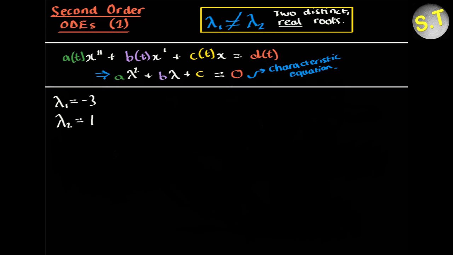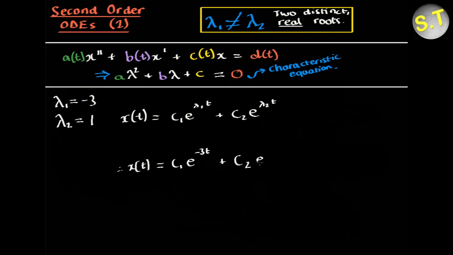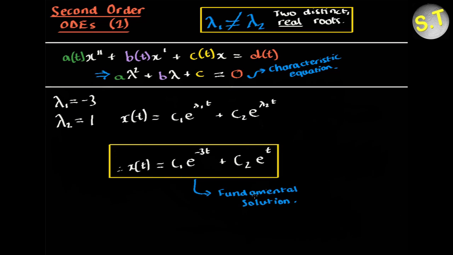So now that we have our solutions for lambda, we can use these to find our fundamental solution of our second order ordinary differential equation. By using the general solution, which I defined in the previous video, when you have two distinct real roots, your x of t value is equal to c1 e to the lambda 1t plus c2 e to the lambda 2t. Then it's just a case of substituting your values. So our x of t in this solution is going to be equal to some constant c1 times e to our lambda 1t, so minus 3t, plus another constant c2 times the exponential e to our lambda 2t, which is just t. And this is what's known as our fundamental solution.